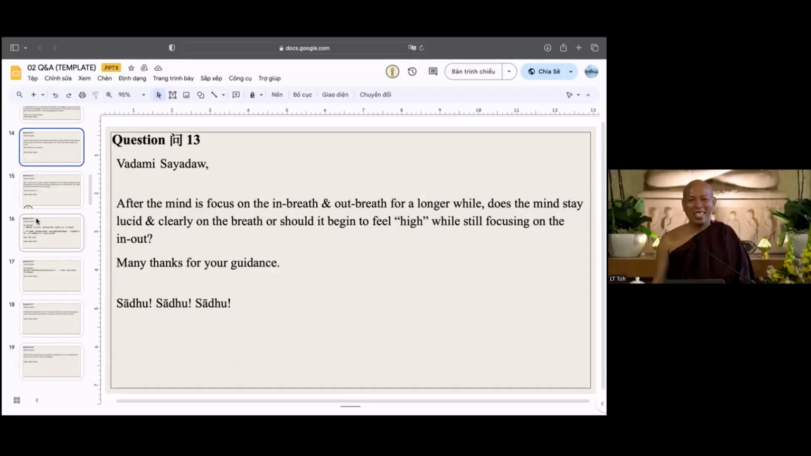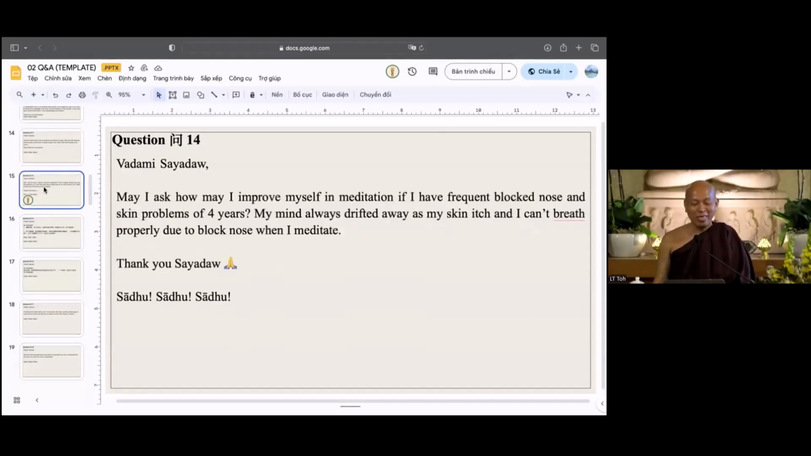Okay, now another one. May I ask, how may I improve myself in meditation if I have frequent blocked nose and skin problem for 4 years? My mind always drifts away as my skin itches, and I can't breathe properly due to blocked nose when I meditate. Thank you, Sayadaw.